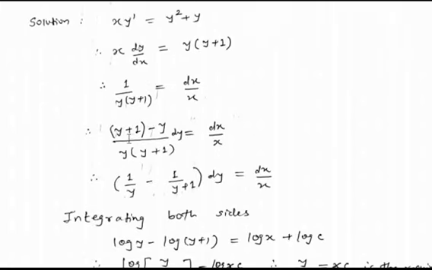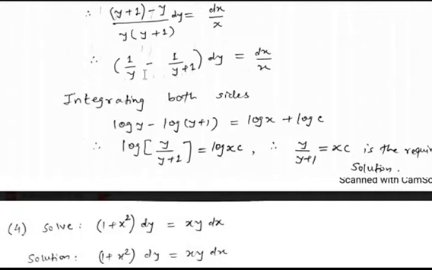Now writing 1 as y plus 1 minus y, and divide by y into bracket y plus 1, and this is dx by x. Now dividing y plus 1 by y plus 1, y plus 1 will cancel out, so we have 1 over y, minus dividing y by y plus 1, y will cancel out, we have 1 over y plus 1, and this is equal to dx by x. Now integrating both sides, integration of 1 upon y, the answer is log y, integration of 1 over y plus 1, the answer is logarithm of y plus 1, and integration of 1 upon x, the answer is log x, and plus log c, where c is a constant value.